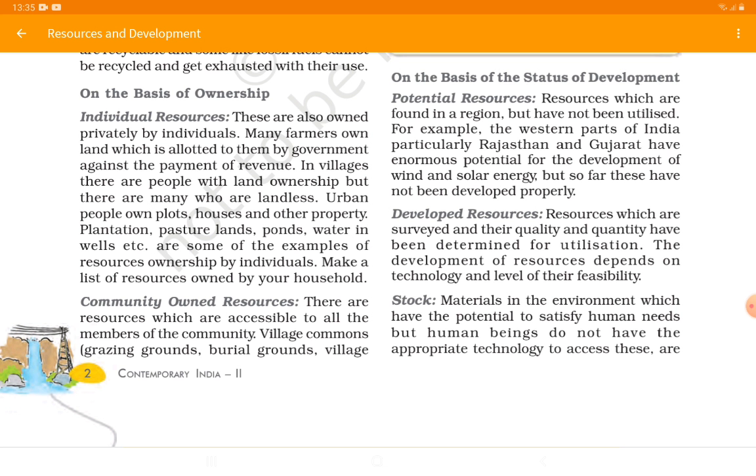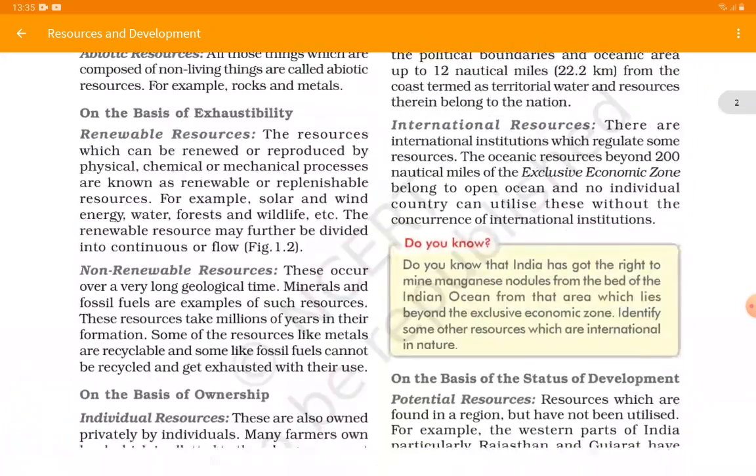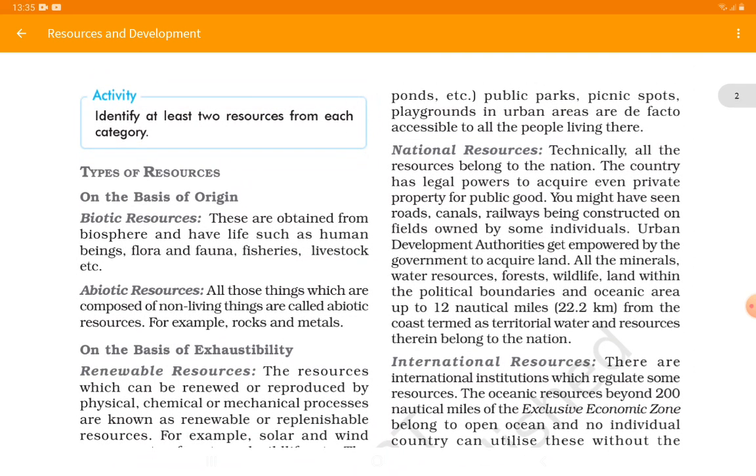Community owned resource. There are resources which are accessible to all the members of a community. Means everyone within a community can access the resources. Those resources are referred to as community resources. Village commons like grazing ground, burial ground, then village ponds, public park, picnic spots, playgrounds. These in urban areas are de facto accessible to all people living there. Means these are accessed by the whole community. Everyone has access to it.